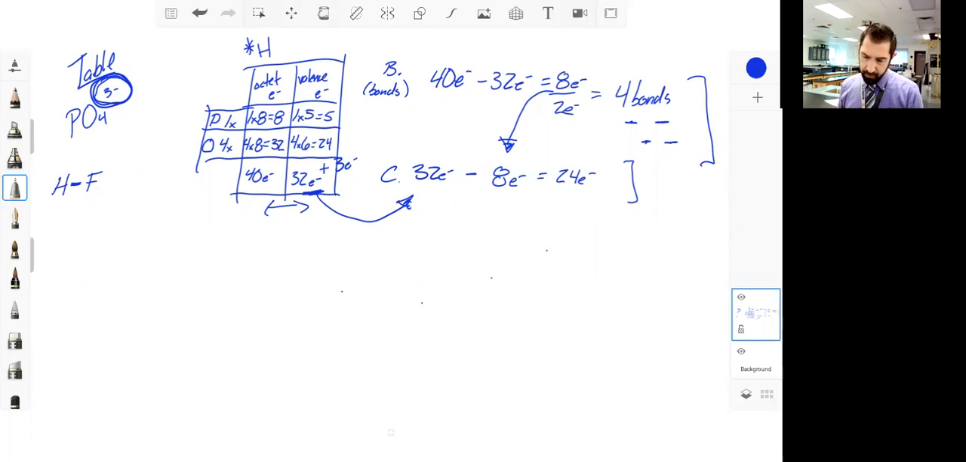The final thing before we can just place everything is to think about the structure. And that's going to happen whether you do the table method or the CCOO method. But we need to find a central atom. Now, sometimes you don't have a central atom. I gave you this example here of hydrogen and fluorine. There's only 2 atoms, so there's no central atom.